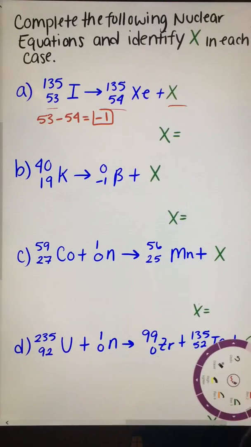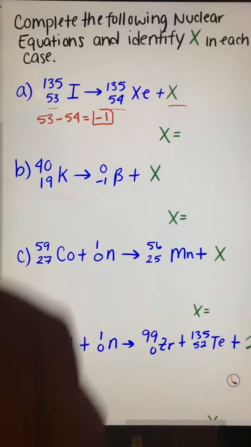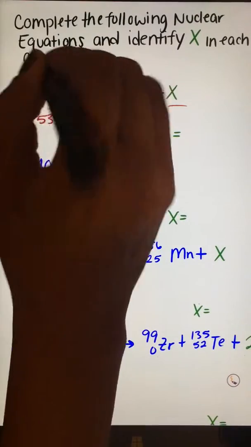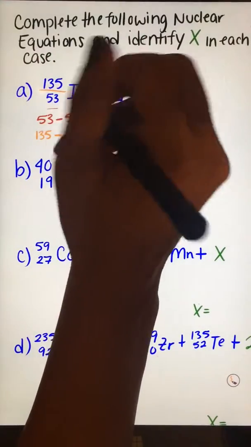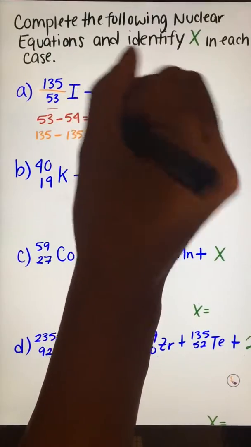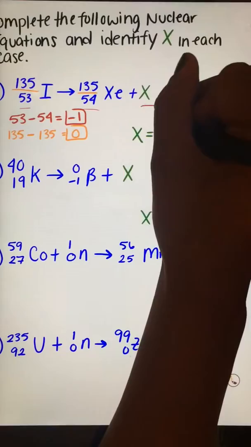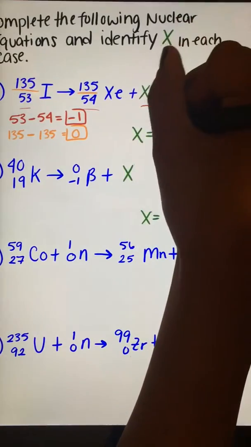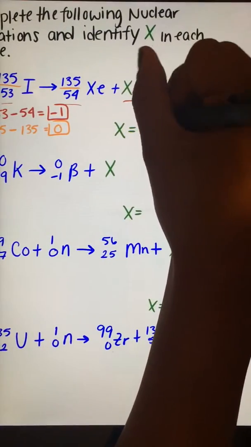And then we're going to focus on the nuclear mass of the reactants and the products. We're going to start off with 135 and subtract 135, leaving us with a difference of 0. Therefore, X will have -1 protons and a nuclear mass of 0. This will then be beta.